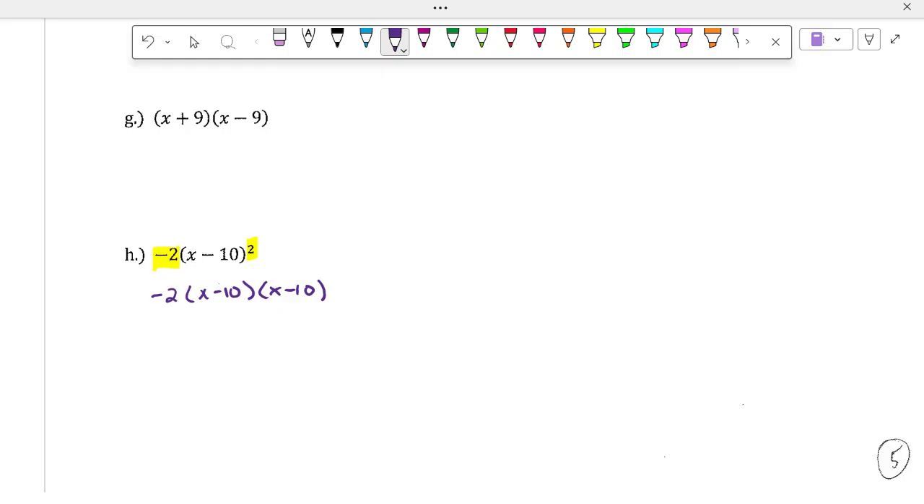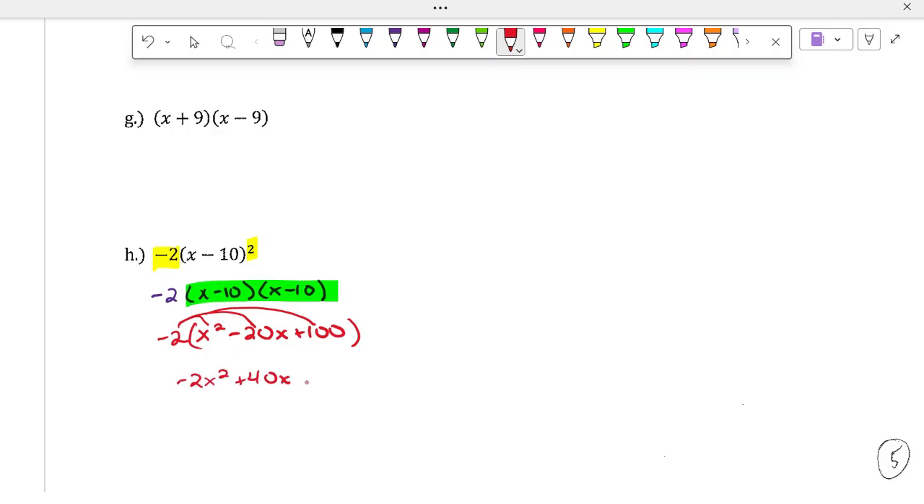Then you would do either a box or a FOIL for the two binomials. Now, to save time, I'm just going to go ahead and put the answer, but I'm telling you the process that you want to do first. So you would do the multiplication first. That would give you x squared minus 20x plus 100. And then you'll bring down the negative 2. And then you would distribute last. So this would be negative 2x squared plus 40x minus 200.